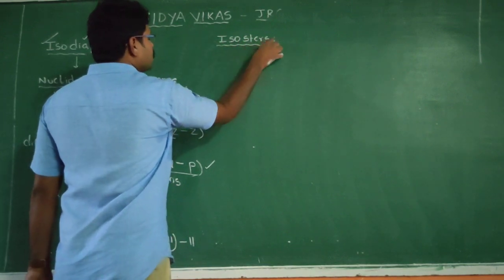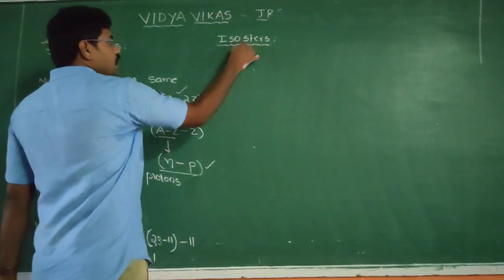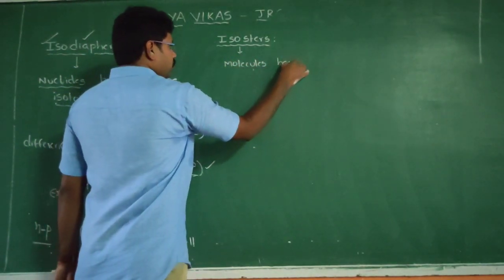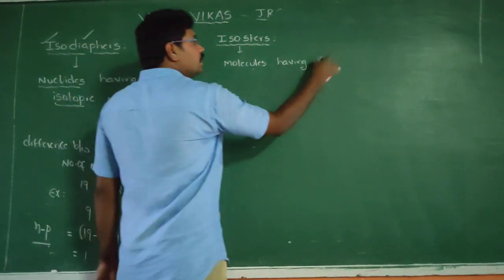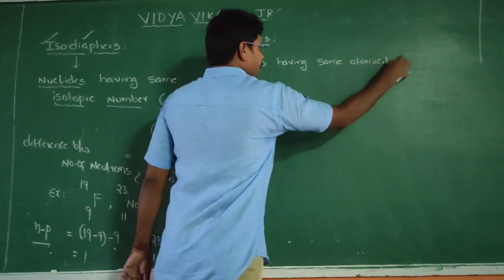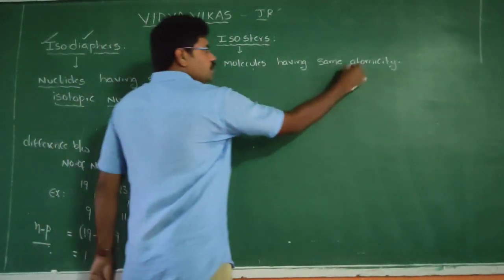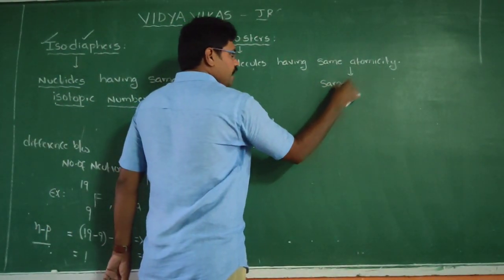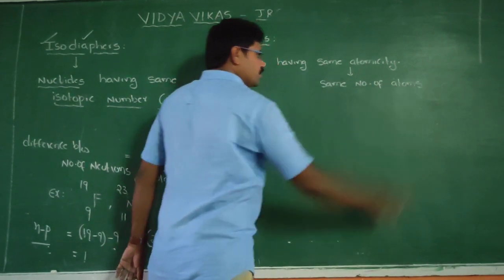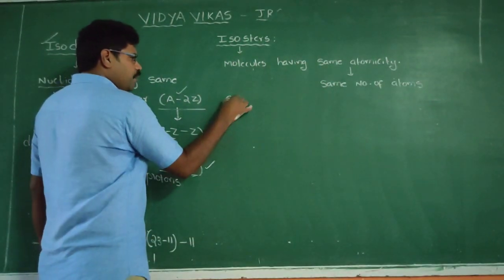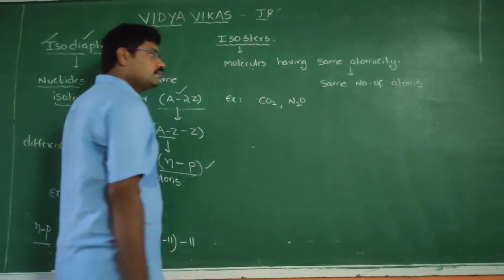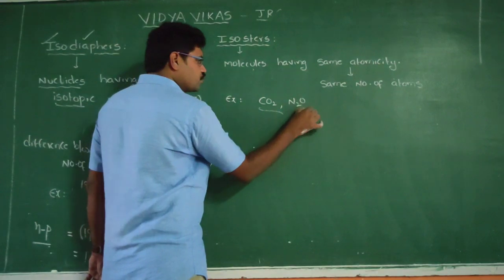Isostats. Isostats means what, sir? Isostats means the molecules, dear students, which have the same atomicity. Very, very important one. Same atomicity means what, sir? Same atomicity means, dear students, the same number of atoms in those particular molecules. Now let me come to an example, students. CO2 and N2O. These two are isostats, no doubt at all.